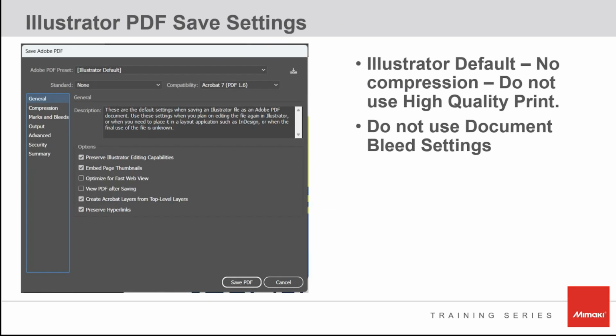Also want to point out that the Illustrator PDF save settings are important. Please don't do any compression. I like using the Illustrator default. And please do not use the high quality print. Usually what that does is the high quality print will usually break it up in a whole bunch of little squares. Also, if your document has bleed settings on them, please turn that off because it will affect your artboard size.